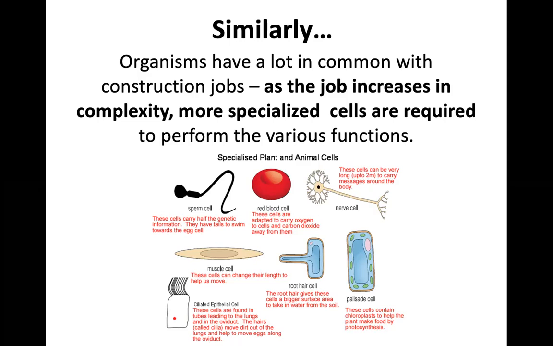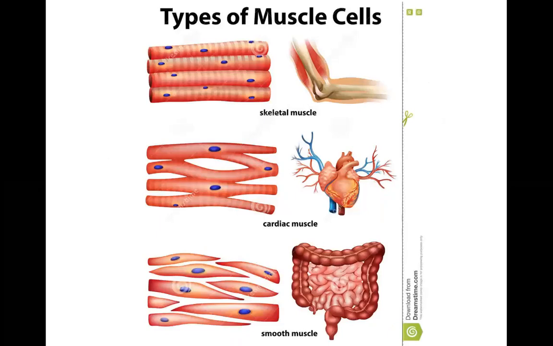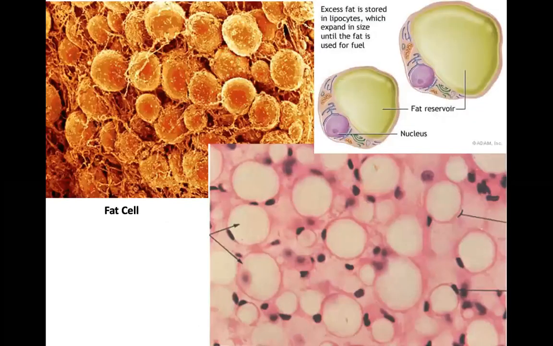So these are some of the different cells that we're going to look at today. We're going to look at sperm cells, muscle cells, red blood cells, okay, nerve cells. So up here's a picture of a nerve cell. Those are firing right now. Muscle cells, okay, and there's different types of muscle cells found throughout the body. Up there you see a picture of a fat cell.